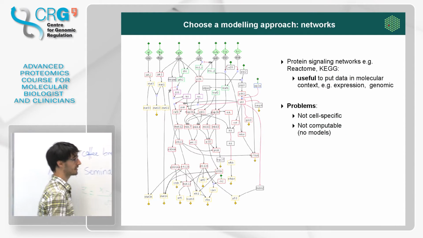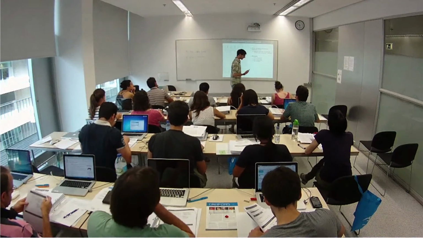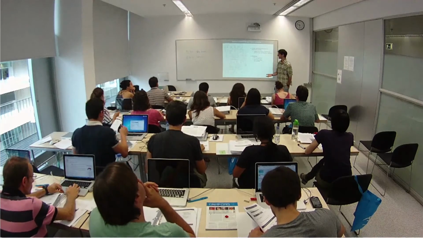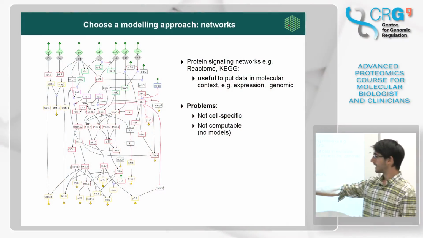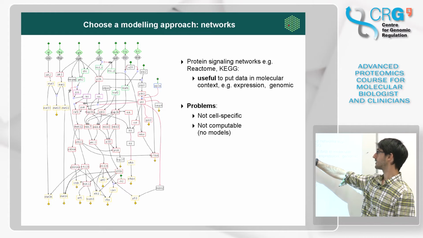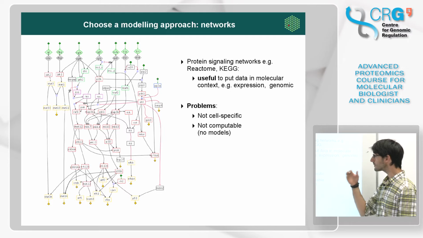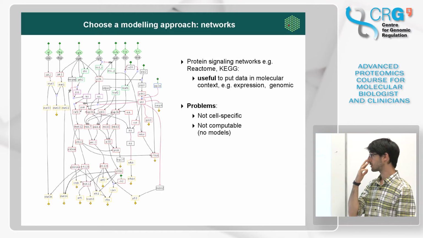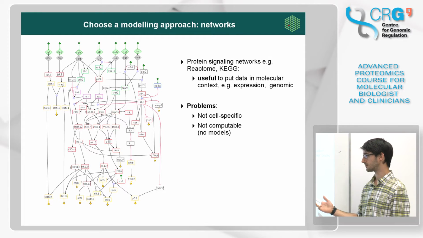So one modeling approach that you can use is networks. A network is a model in that it represents what you know about your data set. Here you have an example. This can be downloaded from Reactome, KEGG, and other databases. And they're very useful to put your data in molecular context, for example, expression data or genomic data and so on. The problems they have, though, is that they are not cell-specific and that they are not computable. So they are not models.